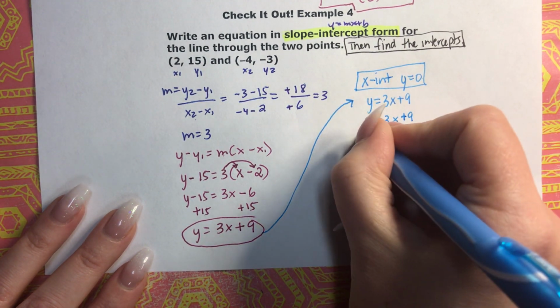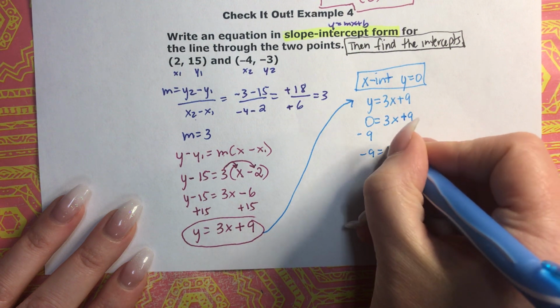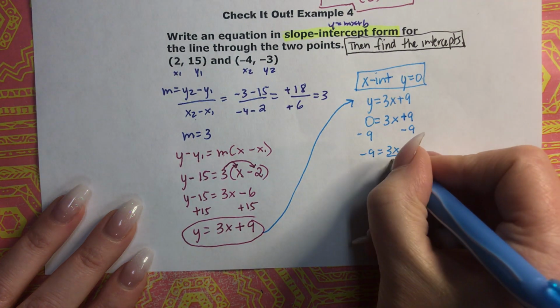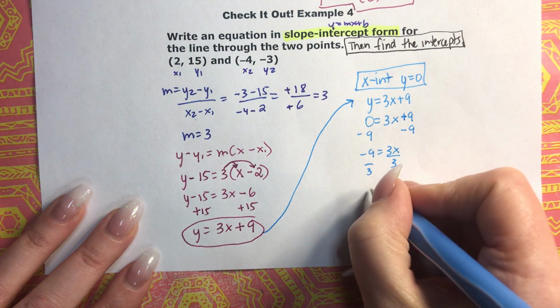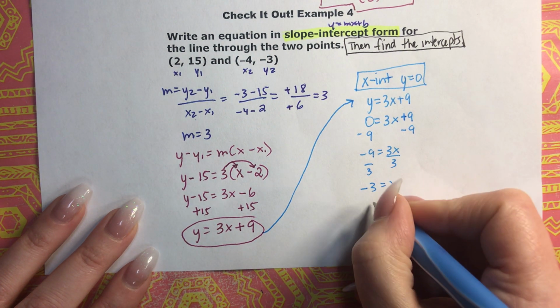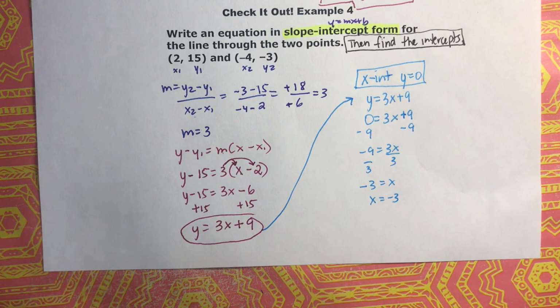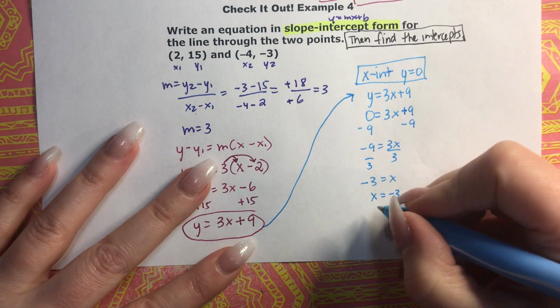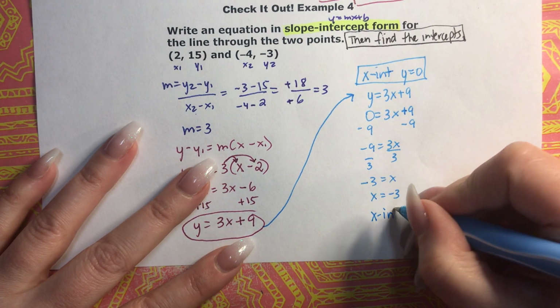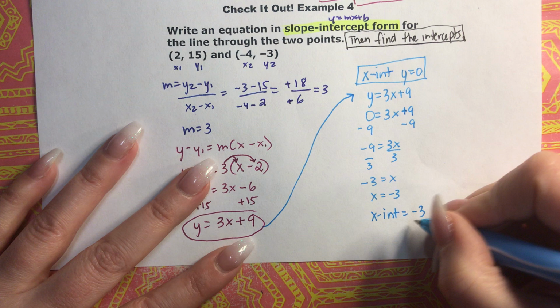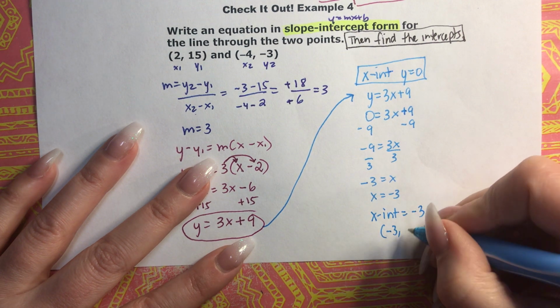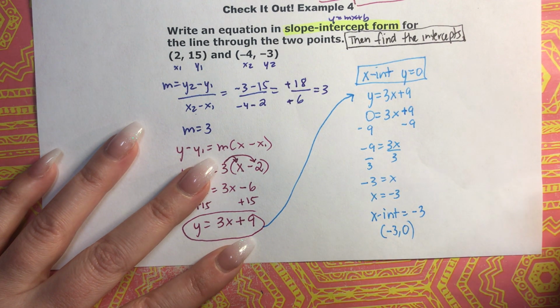So I'm going to subtract 9 from both sides. -9 = 3x. I've got to get x by itself, so we're going to divide both sides by 3. We end up with -3 = x, or x = -3, which means that our x-intercept is equal to -3, which means we have the point (-3, 0), because y is always equal to 0.